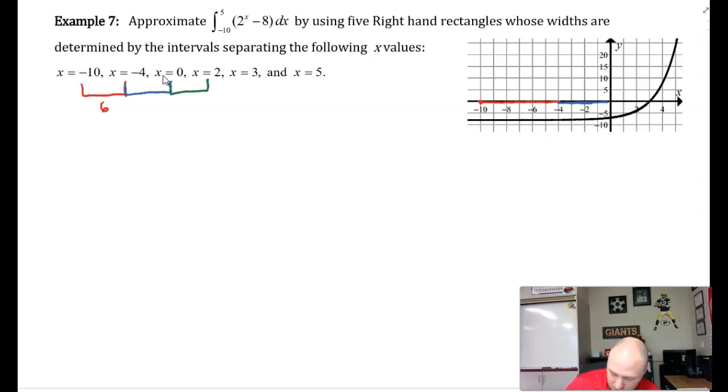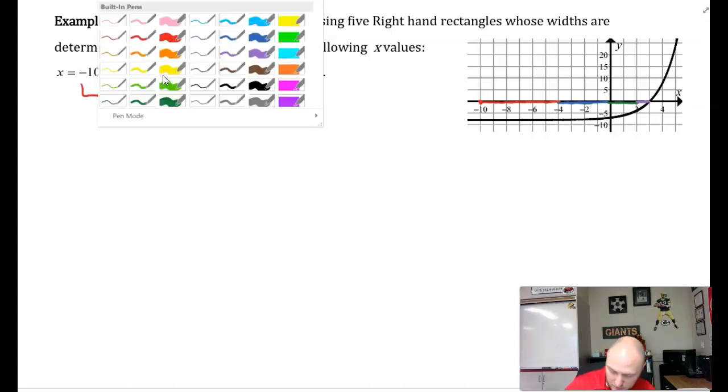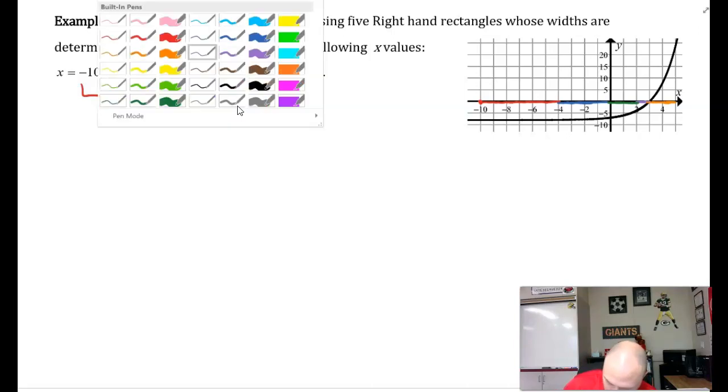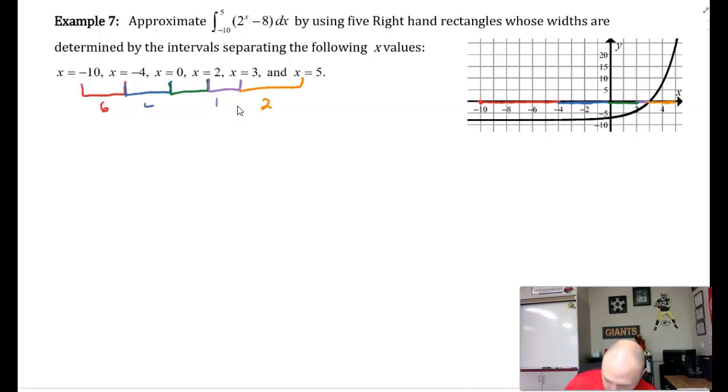The next one goes from 0 to 2. The third one goes from 2 to 3. It's just a 1. And then lastly from 3 to 5, all the way here. Okay, so there's the widths. Now, obviously I can add in the widths here. So we have 4 and then 2.